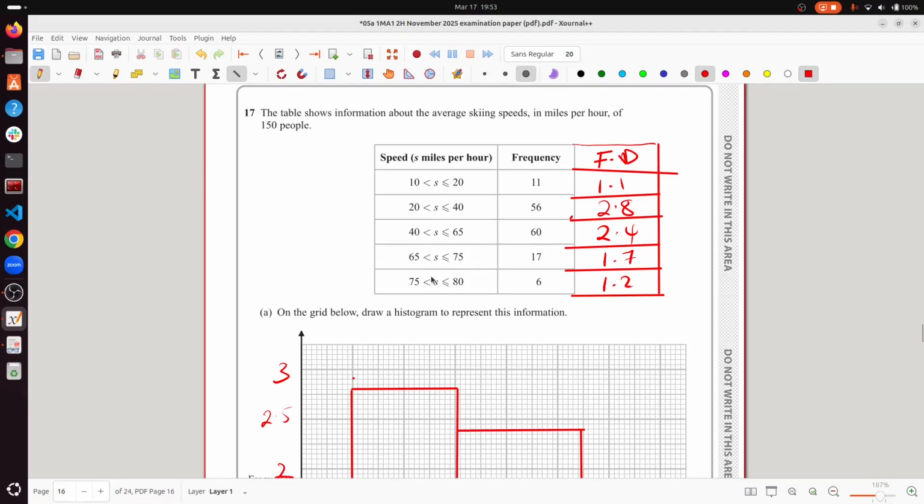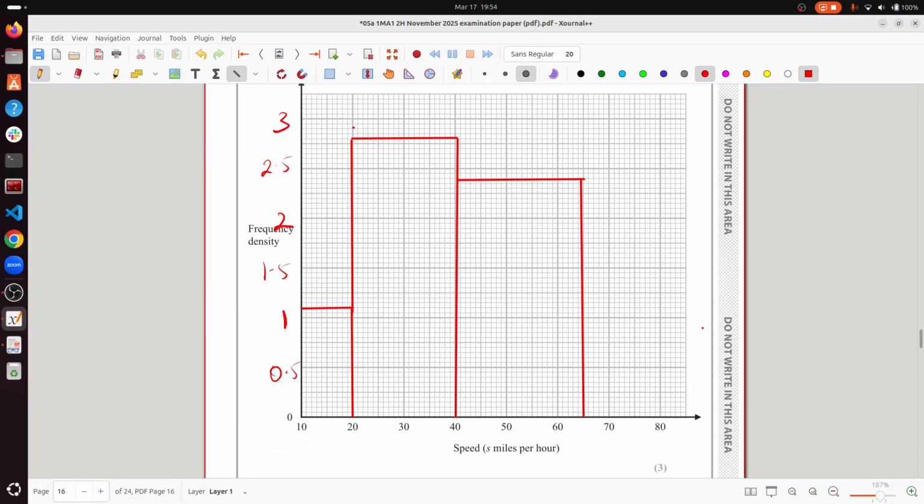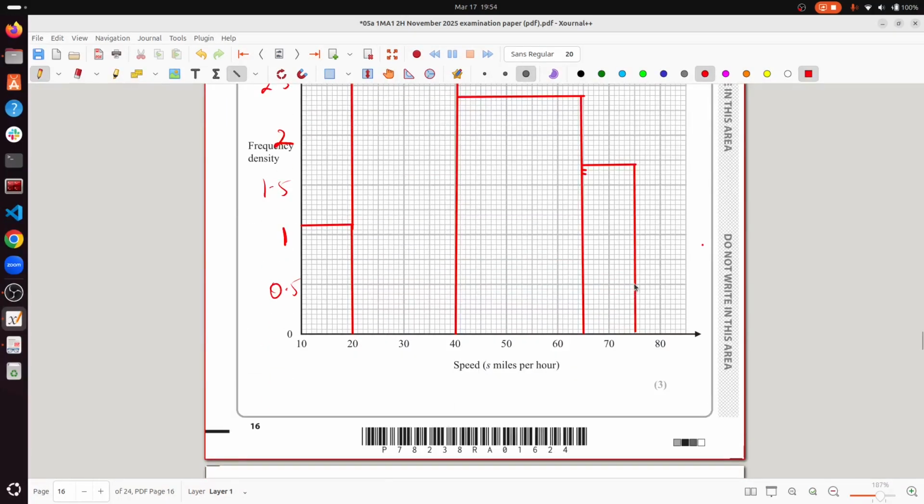Next one, between 65 and 75, we have 1.7. This is 1.5, 1.6, 1.7. And lastly, between 75 and 80, we have 1.2. This is 1, 1.1, 1.2.